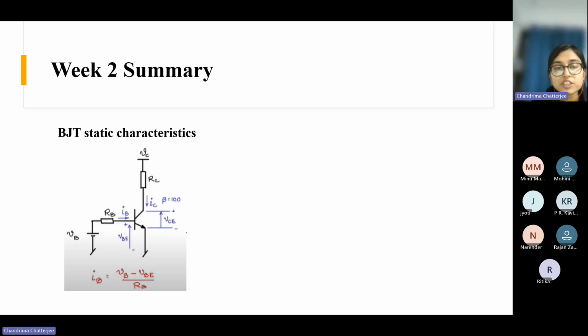Now we shall see the static characteristics of BJT, bipolar junction transistor. I forgot to mention why we call this bipolar: for a BJT, both holes and electrons act as carriers. So electrons are also present and holes are also present. That's why we call it bipolar, because the carrier polarity consists of both holes and electrons, right? That's why it is called bipolar junction transistor.